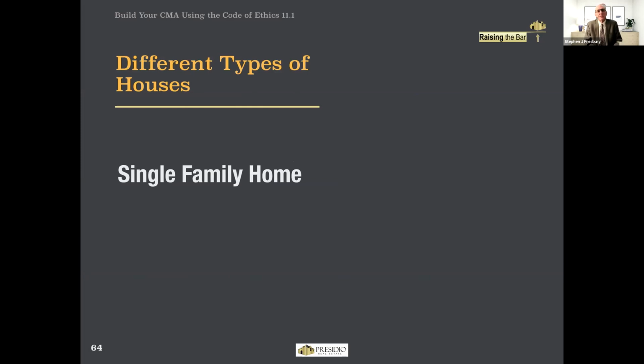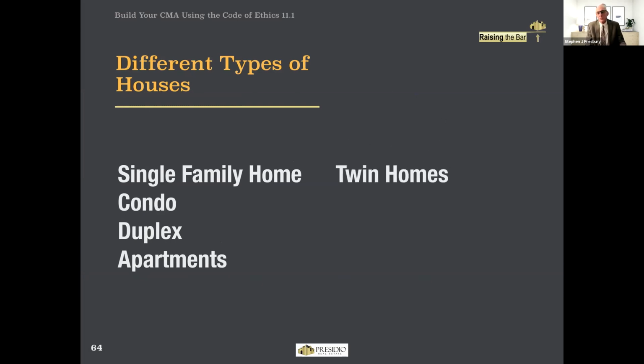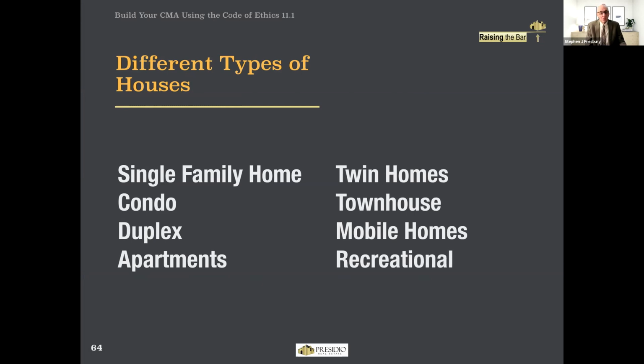So now let's have a little look at these different types of houses. So we've got the single family home. We've got the condo, we've got the duplex, the apartments, we've got the twin homes, we've got the townhouse, we've got the mobile homes, we've got recreational. So we've got a few different types of homes there. And it's important when we're comparing like for like. So we don't want to be comparing a twin home to a family home or to a duplex or an apartment. We're trying to get like for like. So let's have a look at these different types of homes and see what they are.